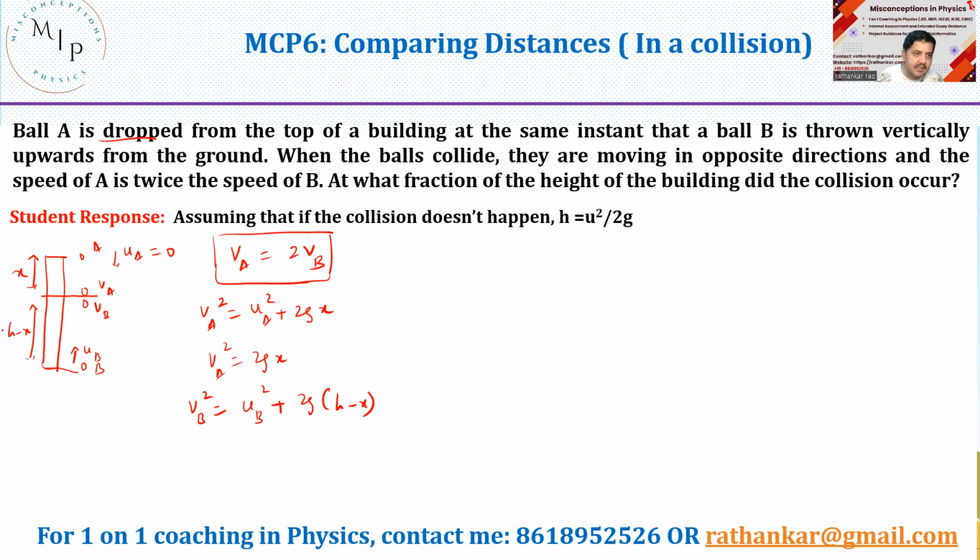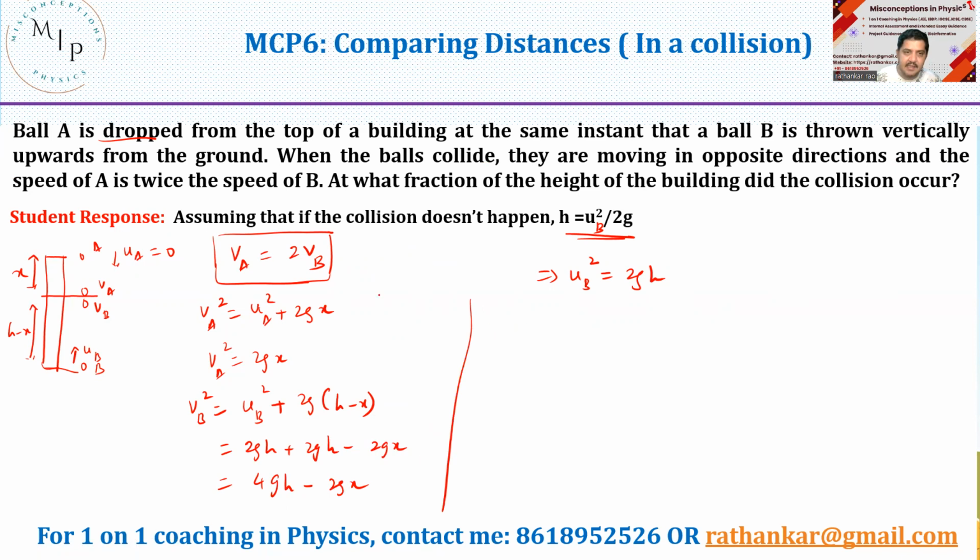Now what he assumes is that if the collision does not happen here, it is a special case. If the collision does not happen, with the velocity UB that you gave over here, this particle would have gone completely until here. So he has considered H equal to U squared by 2g, or UB squared over here, because you are throwing it from here. He says UB squared should be equal to 2gH. Thus he got 2gH plus 2gH minus 2gX, and finally he writes this as 4gH minus 2gX.